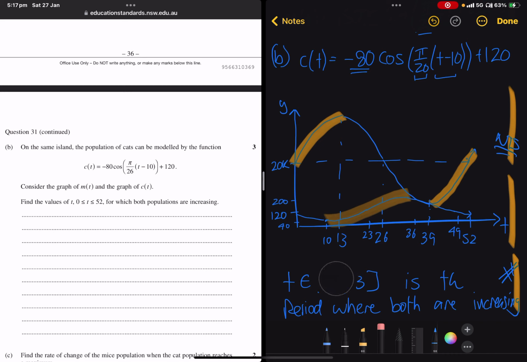We should correct this. This shouldn't be square brackets. At 10, the cat population is not yet increasing, so it should be a curved bracket for 10. But then at 13, the mice population is no longer increasing. So it should be 10 to 13 with curved brackets, so not including 10 and 13, but the bit between 10 and 13. The focus is finding over what region? Between 10 and 13. And this is the answer.